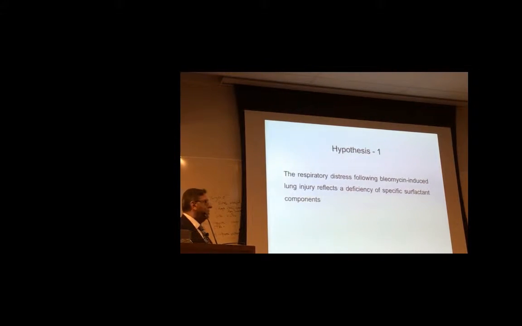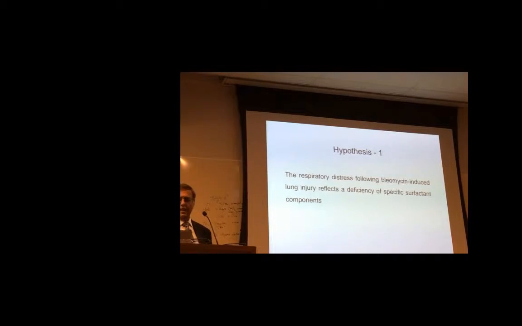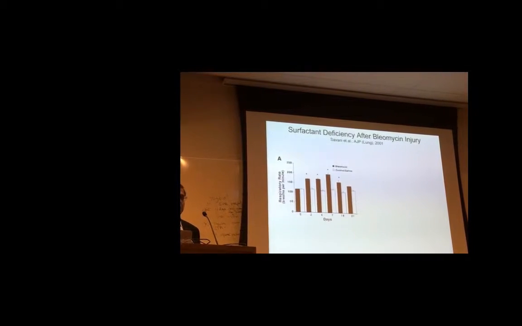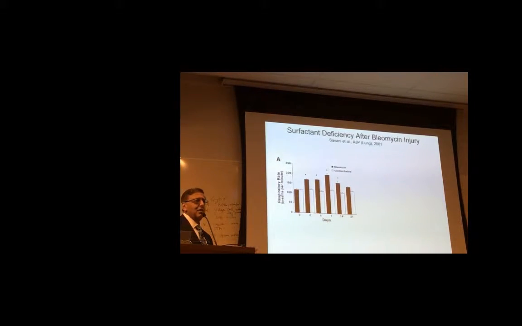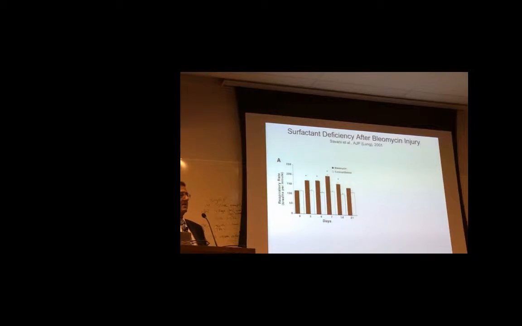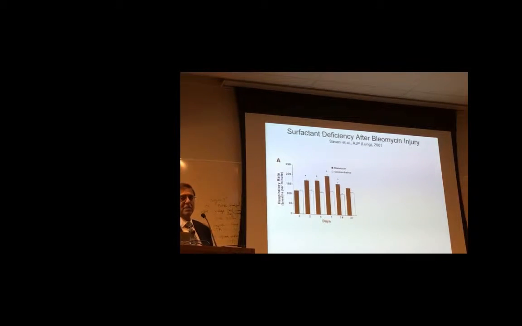So the first hypothesis we came up with was that the respiratory distress that follows bleomycin injury would be a deficiency of specific surfactant components. And this is all published work, so I'm only going to show you one set of data from these studies. We looked at the respiratory rate, and this was done in rats, actually. So this one slide represents about 4 months worth of work where we sat and actually counted how fast these rats were breathing. And it was before the time where I could afford plethysmography. We've now got plethysmography systems that can measure mouse breathing rates, etc.